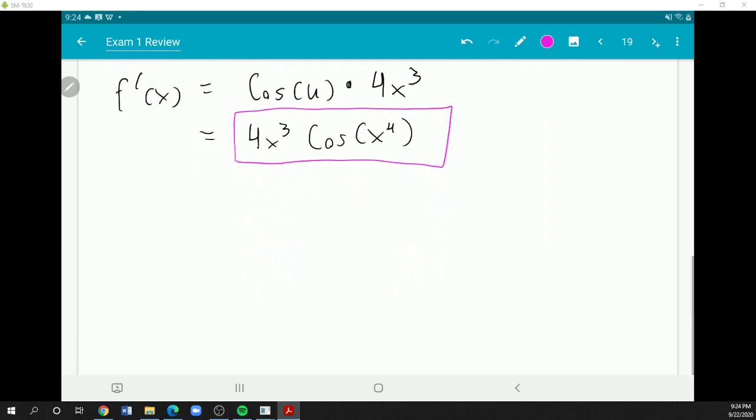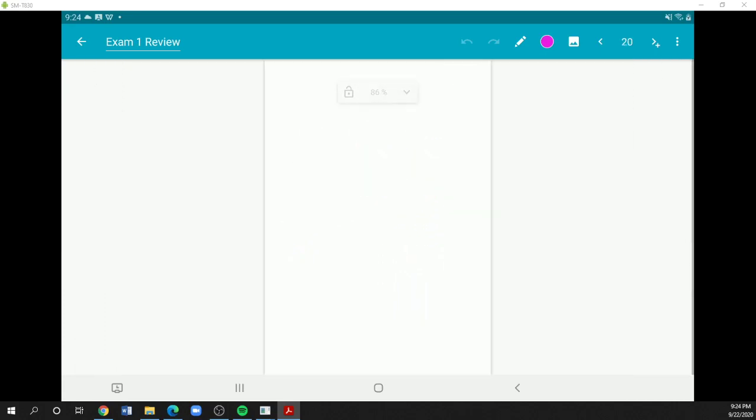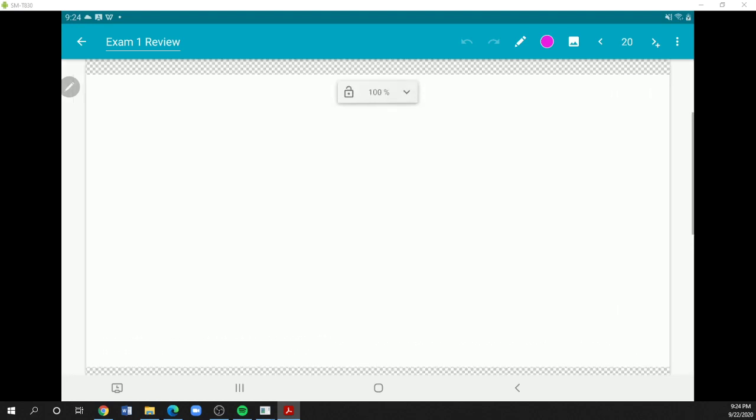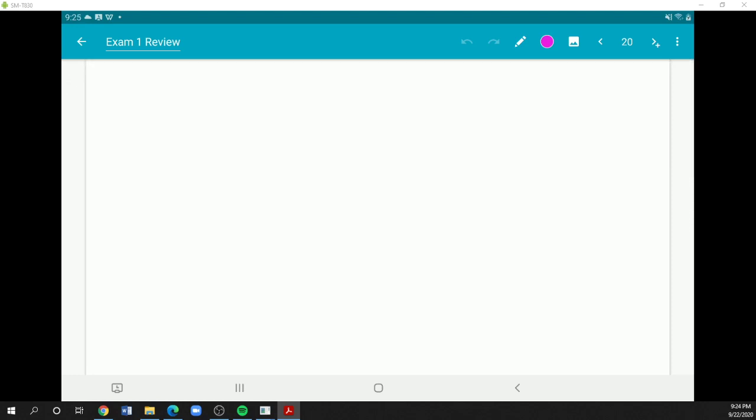So I've got two more left. Let me go to the next page because I can't fit both of them anyway. My hands are kind of sweaty at this point. And I was on I.